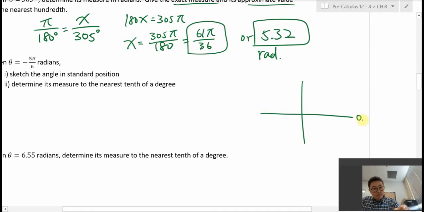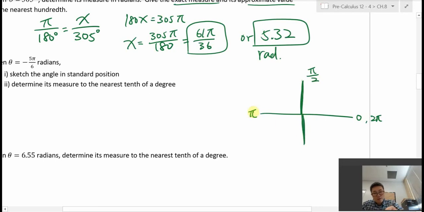One full rotation, we know it's 2 pi, right? 180, we know that's pi. Now 0 to pi, remember this is halfway, right? 90 degrees is halfway between 0 and 180. So this is the halfway point between 0 and pi, so that's going to be pi over 2.